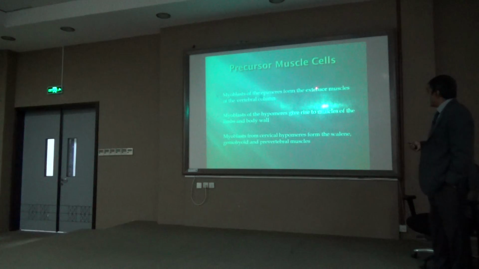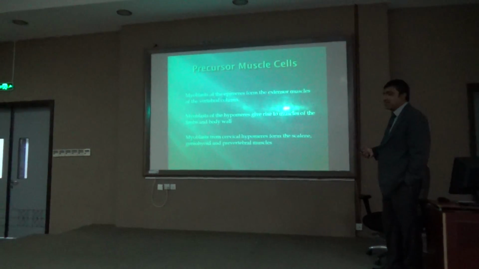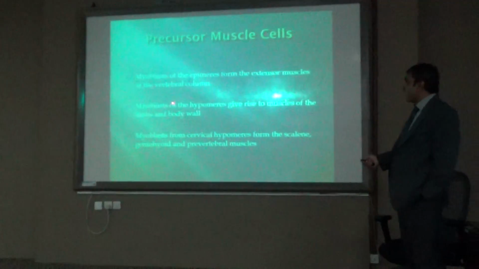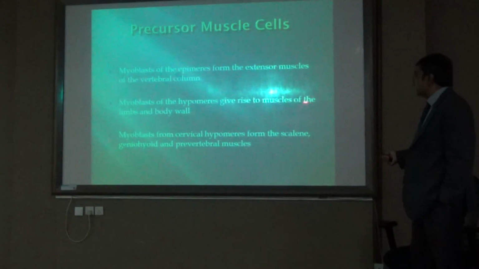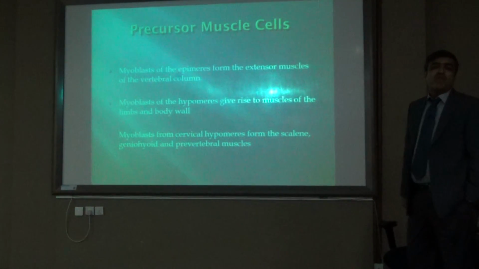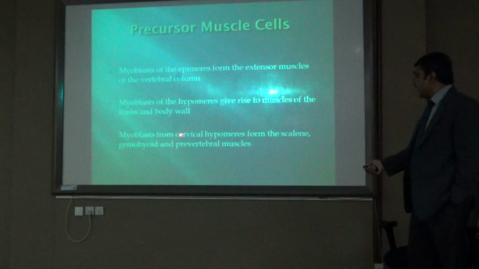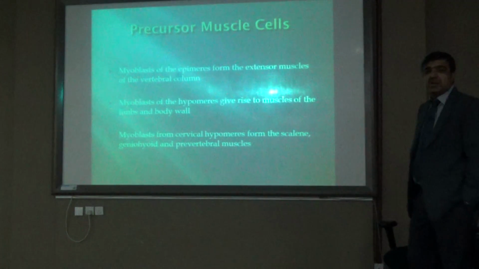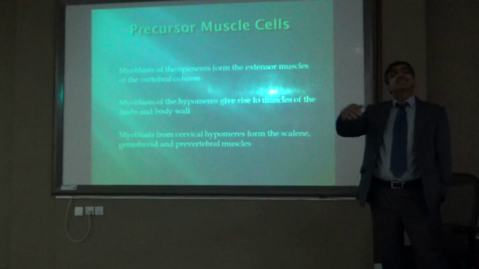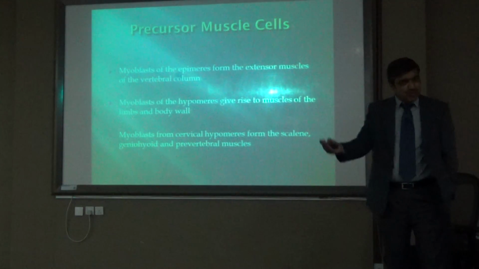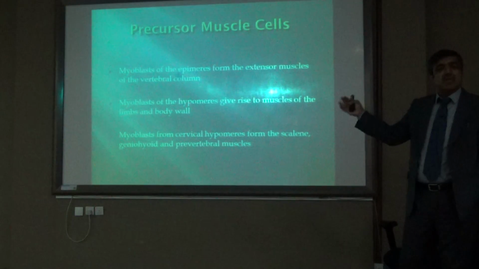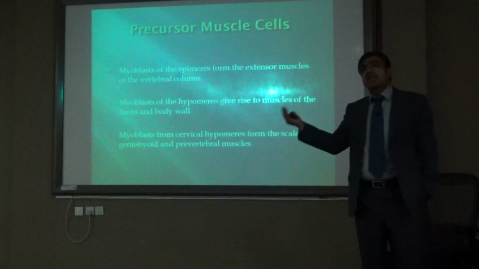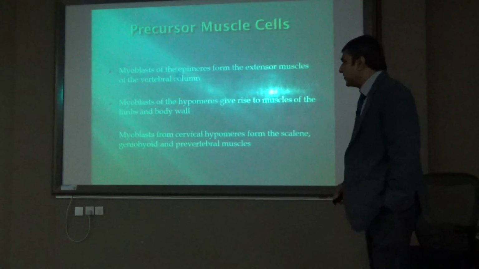Myoblasts of the epimeres form the extensor muscles of the vertebral column. Myoblasts of the hypomeres give rise to muscles of the limbs and body wall. Myoblasts from cervical hypomeres form the scalene, geniohyoid and prevertebral muscles. Now there are several muscles. We will put their names, which muscle is coming from which area, and which muscle gets its nerve supply from which area.